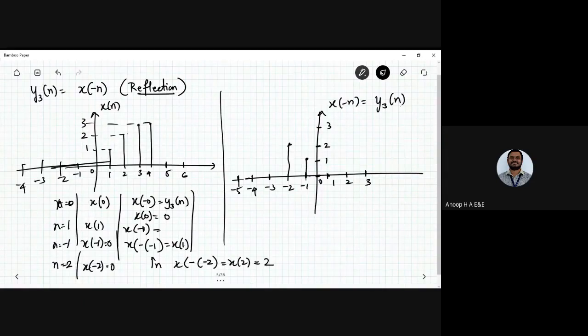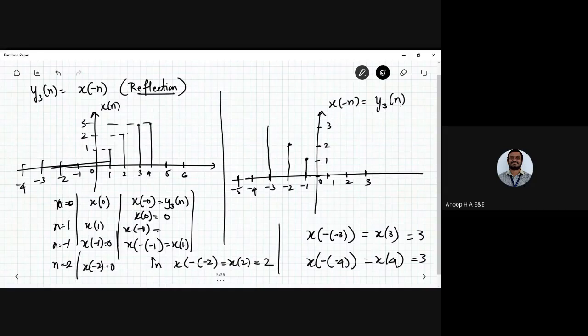Now next, x of minus 3. I'll go directly now. Next, x of minus 4. That is x of 3, x of 4. So both the values will have a magnitude of 3. That is minus 3, minus 4. Both the values are going to have a magnitude of 3.